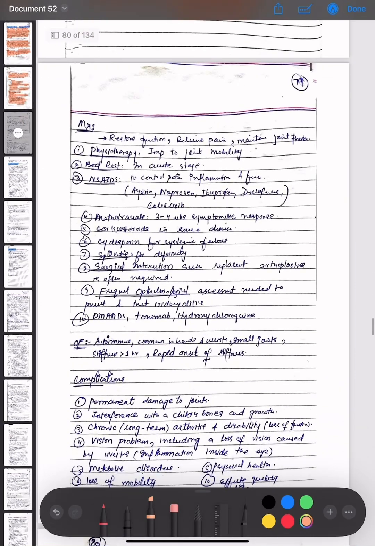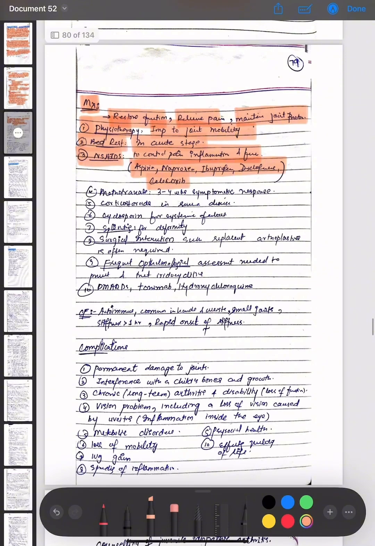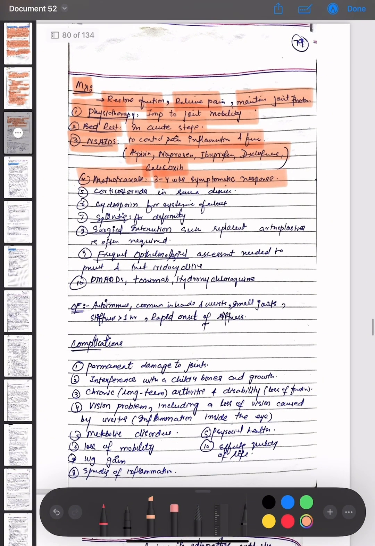Now, the management goals for juvenile idiopathic arthritis are to restore function, relieve the pain, and maintain the joint. Then physiotherapy is done, which is important for joint mobility. Bed rest is provided in the acute stage, and NSAIDs are given to control the pain, inflammation, and fever. Aspirin, naproxen, brufen, and diclofenac are given. Methotrexate is given for a symptomatic response in 3 to 4 weeks. Corticosteroids are given in severe disease. Cyclosporine is given for systemic features.